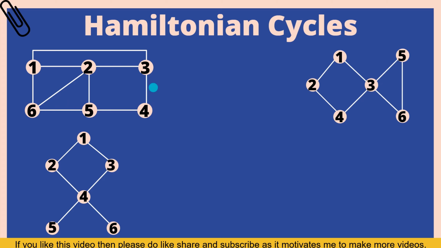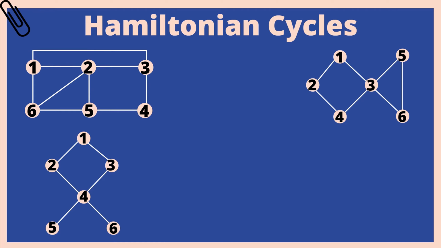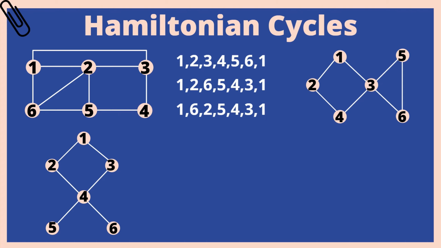Now, taking the example of this first graph, what are the possible Hamiltonian cycles? If we start from 1, we can go 1 to 2, 2 to 3, 3 to 4, 4 to 5, 5 to 6 and 6 to 1. So this is one Hamiltonian cycle. One more cycle is 1 to 2, then 2 to 6, 6 to 5, 5 to 4, 4 to 3 and 3 to 1. This is also a possible cycle. One more possible cycle is 1 to 6, 6 to 2, 2 to 5, 5 to 4, 4 to 3 and 3 to 1. So this is also a possible cycle.